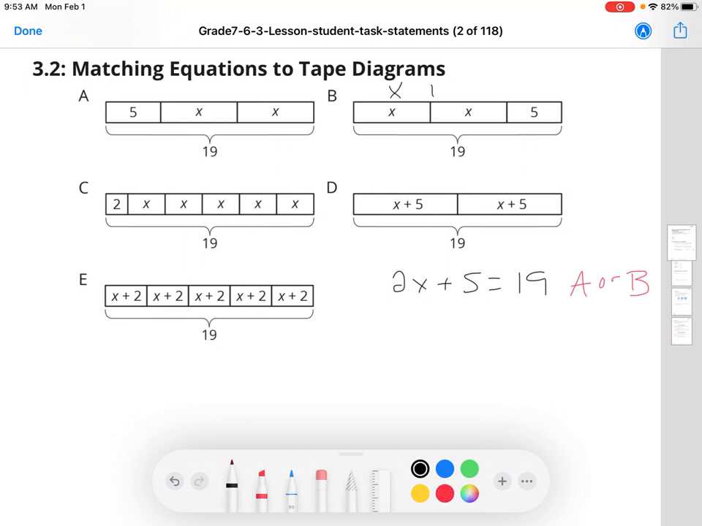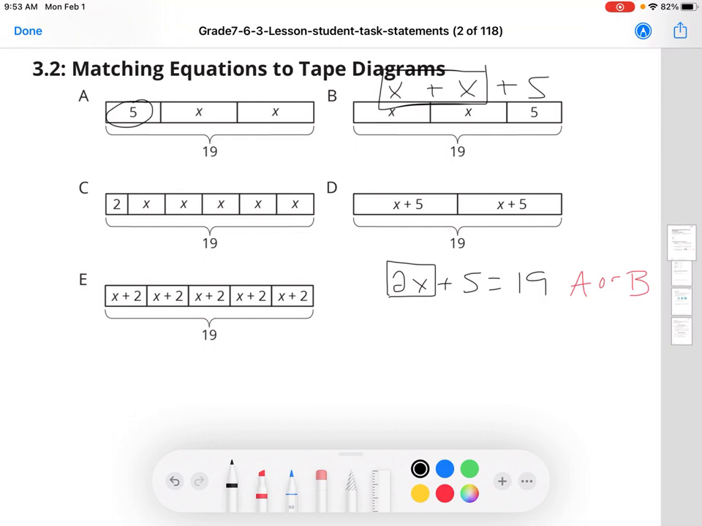So x plus x. Well, we know multiplication is just repeated addition, so x plus x is the same thing as 2 times x. And diagram A is the same thing, except the 5 is listed first. And since it's all addition, the order does not matter there.